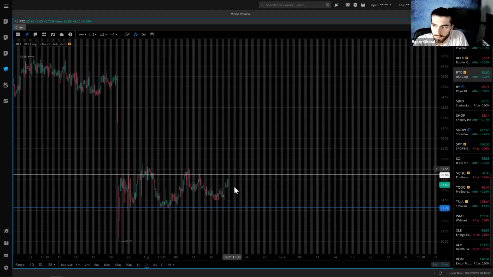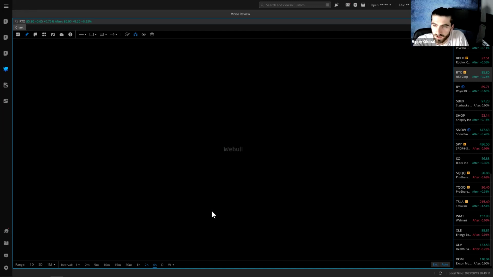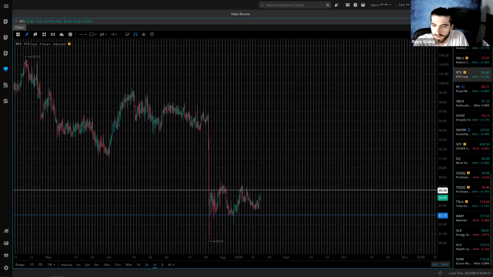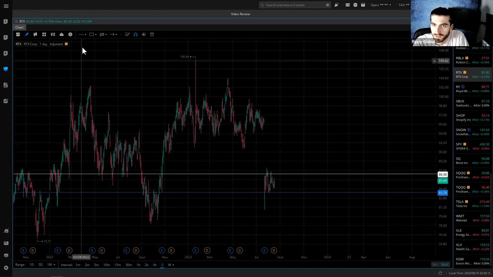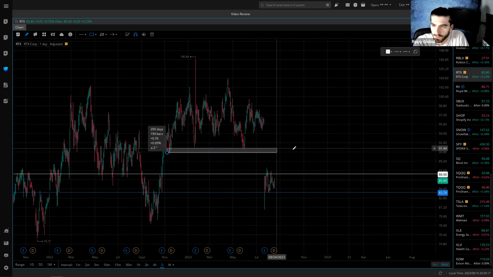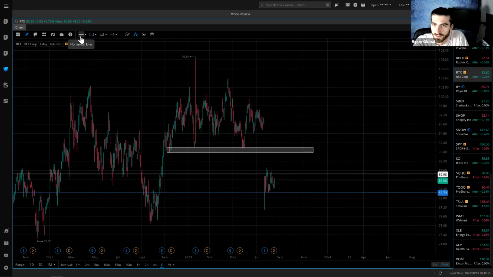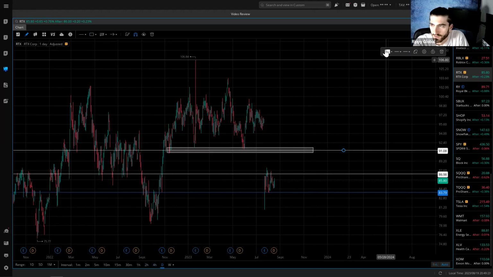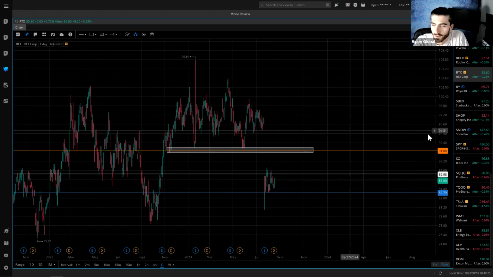If we hold on a pullback to that level of support, we should fill a gap back up to $86.98, roughly $87. If we break above $87 and push, we should fill to the gap fill, which is going to be around this area to the upside. And that is roughly $91 a share or so for a push to the upside on RTX.